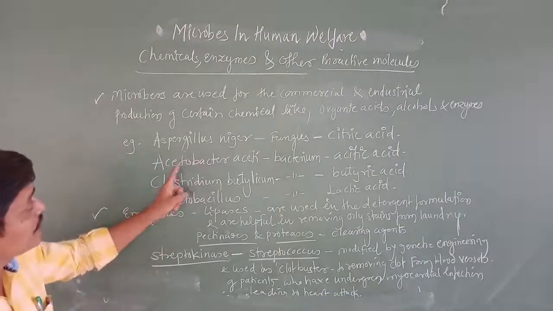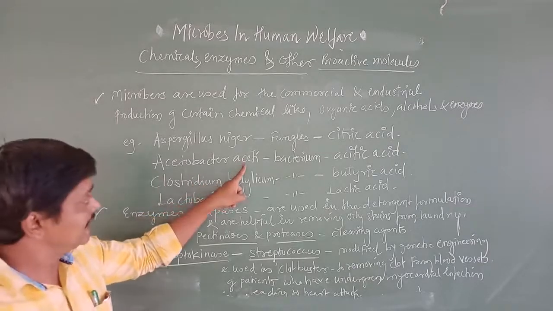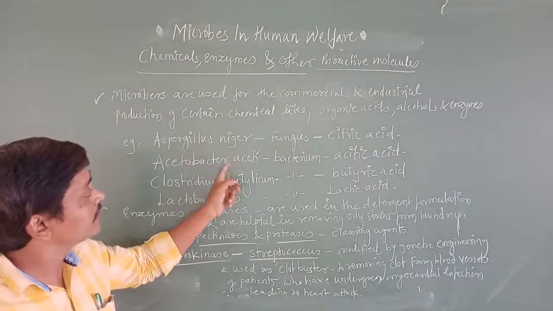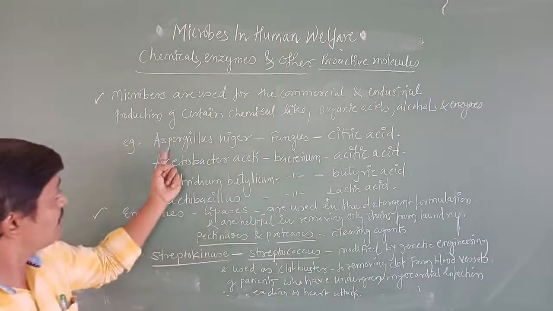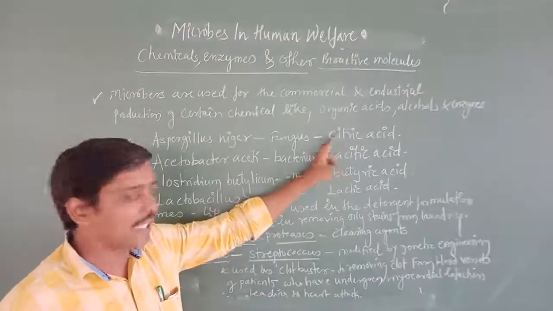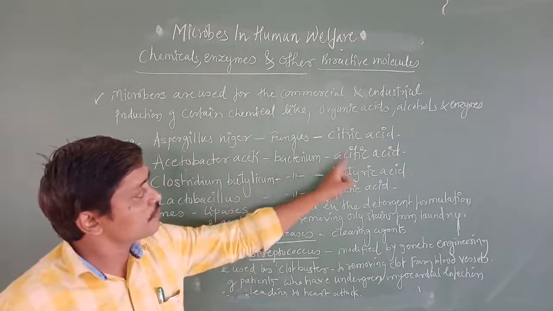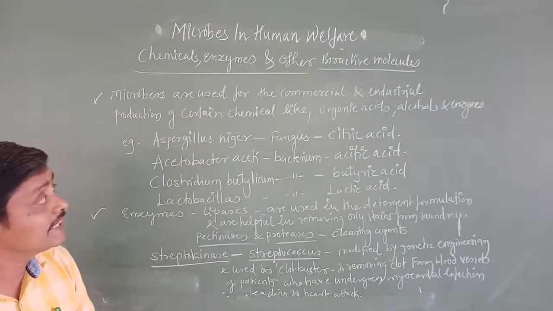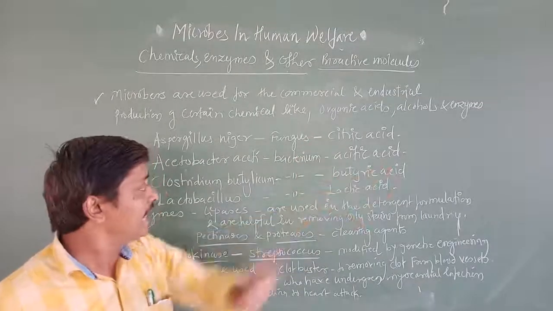Next one is Acetobacter aceti. What is this? A microbe, in the sense, a bacterium. Aspergillus niger is a fungus used for the production of citric acid. Acetobacter aceti is a bacterium and it is used for the production of acetic acid.